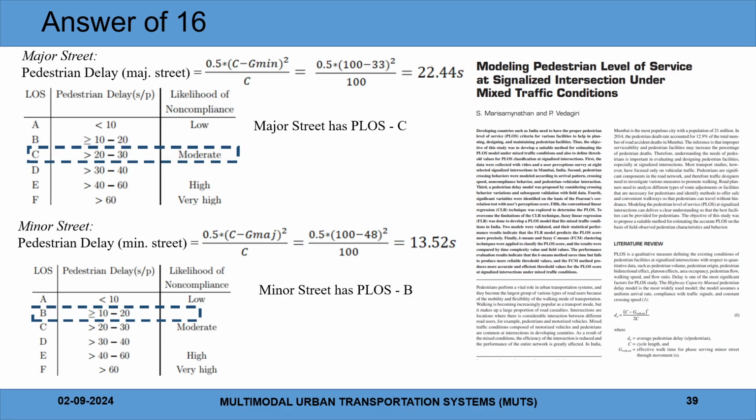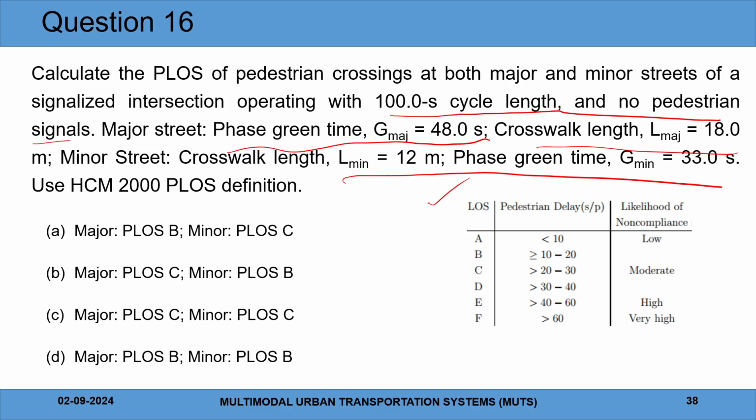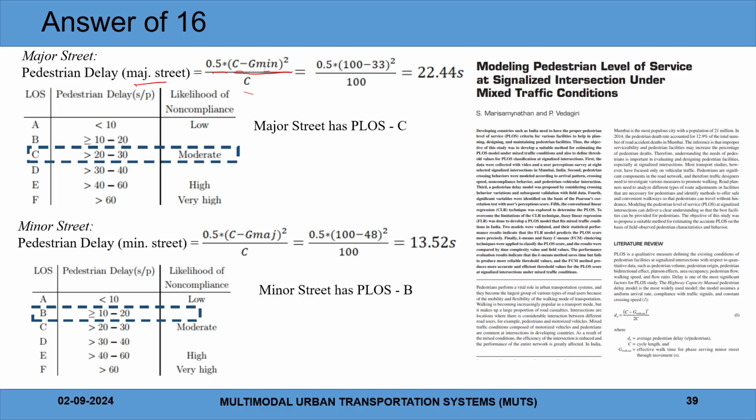So the pedestrian delay for the major street will be 0.5 times (C minus G of the minor) squared, divided by the total cycle length. So this is the formula. Total cycle length is given as 100, and G minor is given as 33. So it will come 22.44. So it will be between 20 to 30, so it is LOS C. And for the minor street, this G is the major one.